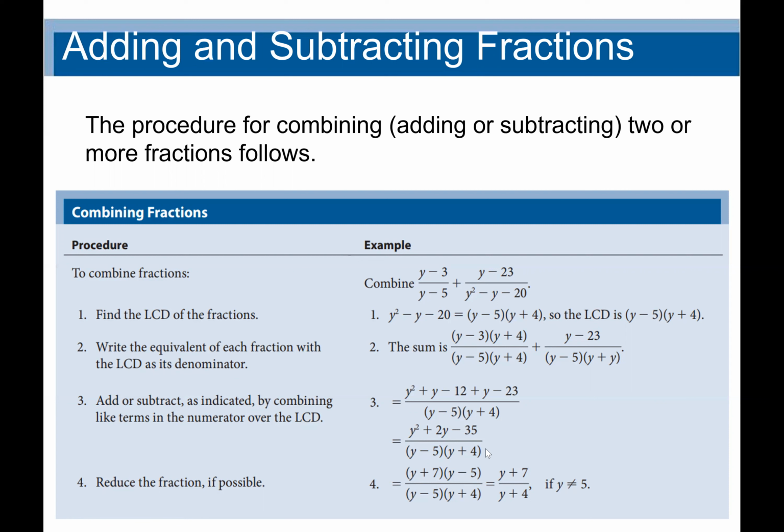So that's why we have this here. Now we are able to cancel: y minus 5 cancels y minus 5, and we are left with y plus 7 divided by y plus 4. That will be our final answer. The goal of solving algebraic fractions is to reduce the expression to its lowest term.